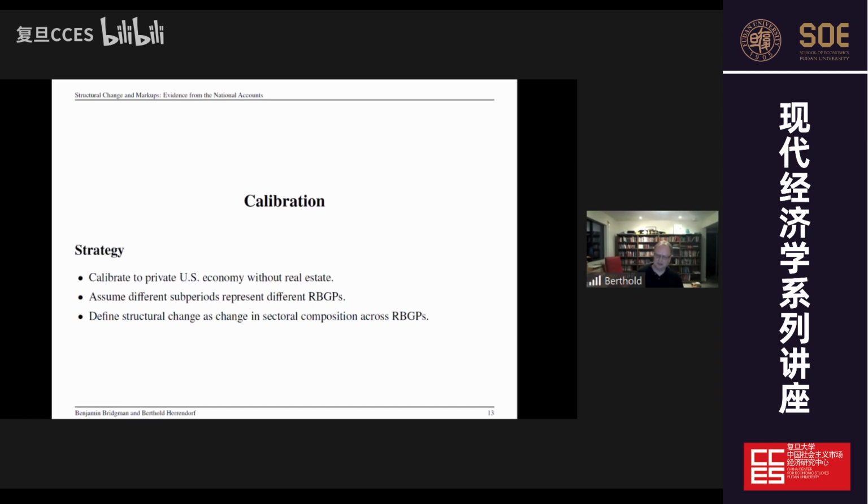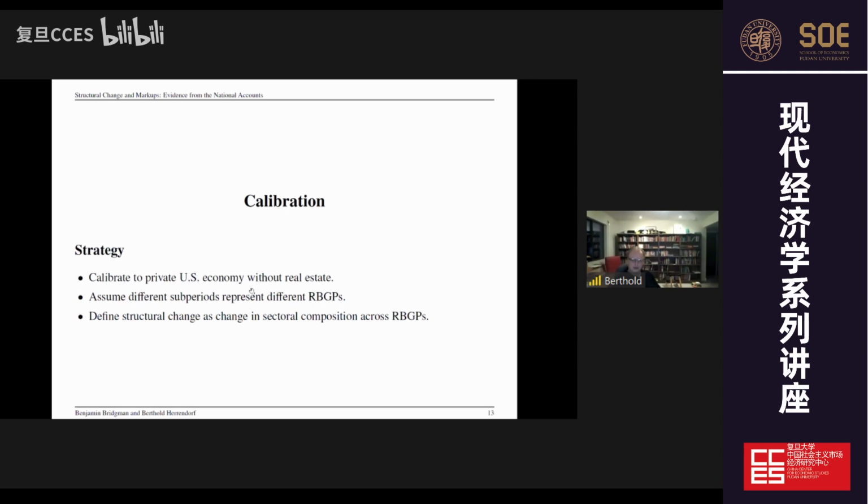I don't know whether you knew that, but if you go to NIPA and you take the capital stock, land is not formally part of the capital stock. Although I'm not always sure how they take it out. But what that means is that if one important input is not measured, then the markups are too big. So this is not us being sneaky. Everybody essentially takes real estate out. Okay. So then we assume that different subperiods represent different risky balanced growth paths, and define structural change as the change in the sectoral composition across the risky balanced growth paths.